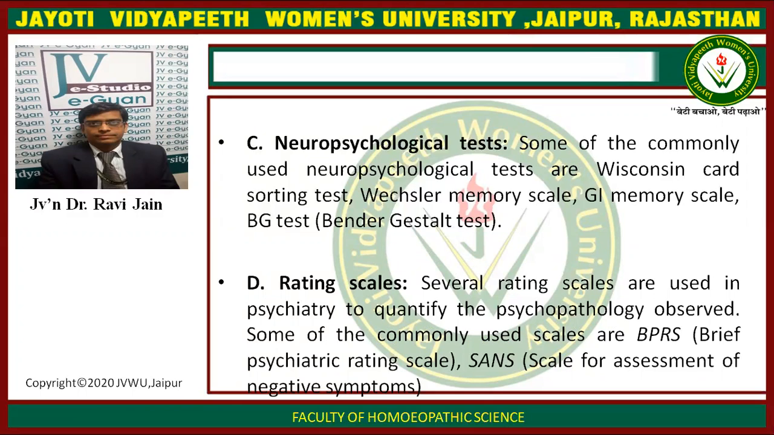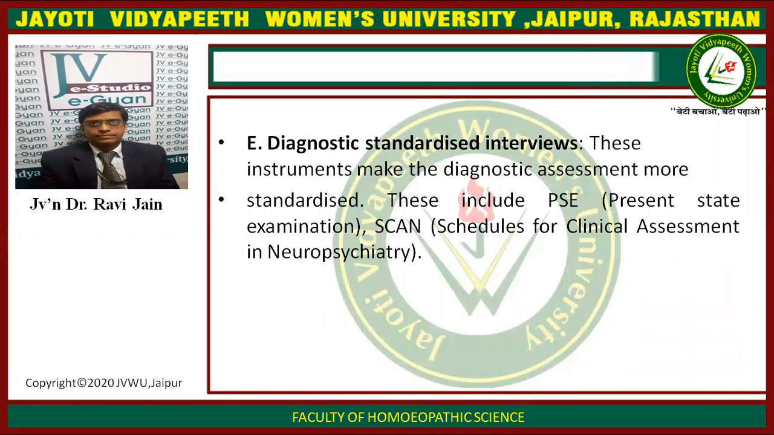Some of the commonly used scales are BPRS, that is Brief Psychiatric Rating Scale, and SANS, that is Scale for Assessment of Negative Symptoms. The last one is the diagnostic standardized interviews, which are instruments that make the diagnostic assessment more standardized. These include PSE, the Present State Examination, and SCAN, that is Schedules for Clinical Assessment in Neuropsychiatry.